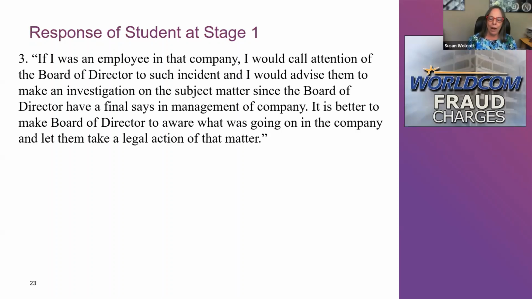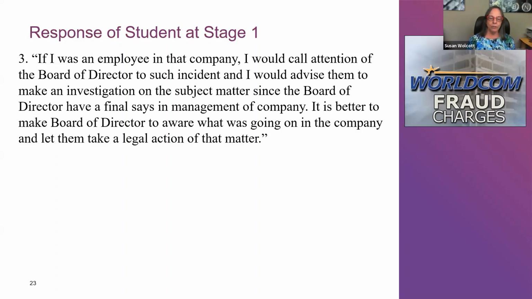Let me read this and then I'm going to comment. "If I was an employee in that company, I would call attention of the board of directors to such incident, and I would advise them to make an investigation on the subject matter since the board of directors had a final say in management of the company. It is better to make board of directors aware of what was going on in the company and to let them take a legal action of that matter."